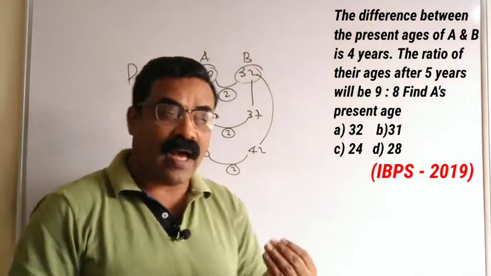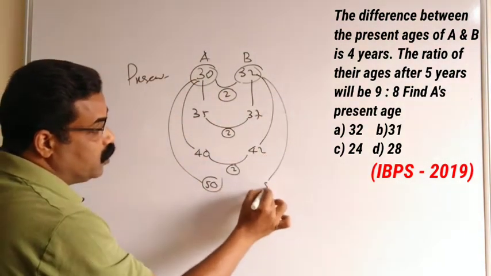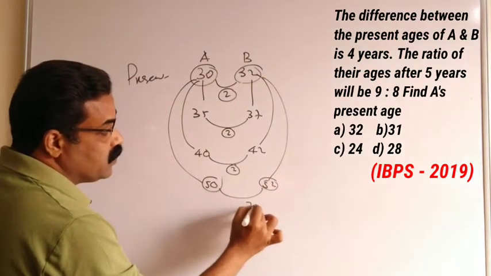After 20 years, what will happen? After 20 years, this person will become 50, this will become 52. Again, the difference is 2 years.